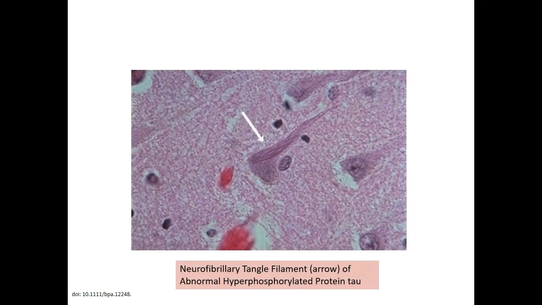So let's see, what do you see here? You see a characteristic neurofibrillary tangle filament, okay, that has been deposited in the cytoplasm of the neuron. And this is the abnormally hyperphosphorylated tau protein deposition that is seen in chronic traumatic encephalopathy and also in cases like Alzheimer's disease.